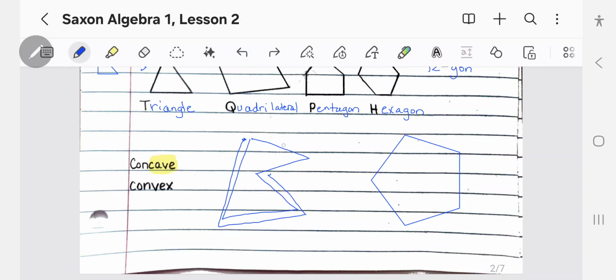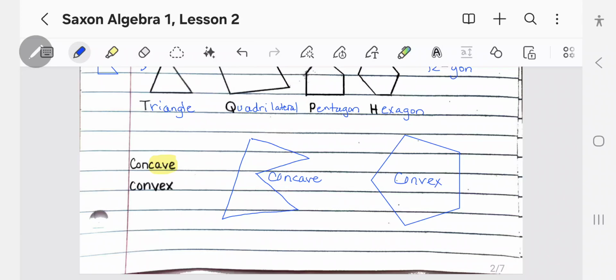Right, into itself, that is a concave figure. And so that kind of helps me remember what that means. It caves in, okay? This one does not over here. This one is convex. This one caves in. It is concave.